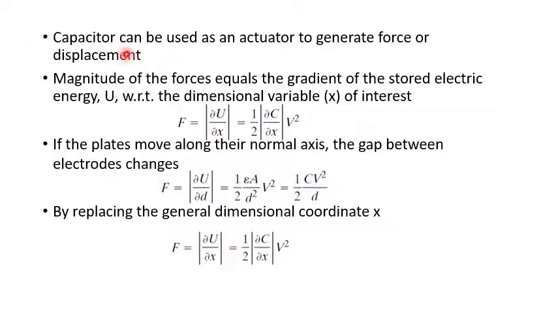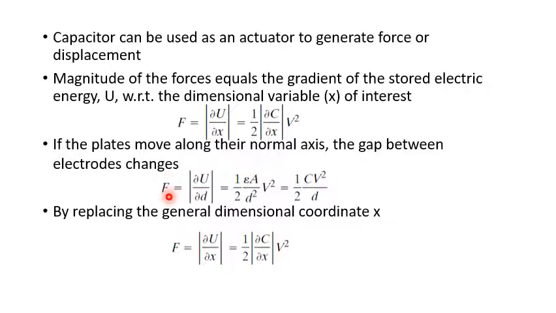Now the capacitor can also be used as an actuator to generate force or displacement. So the magnitude of the force equals the gradient of the stored electric energy U with respect to the dimensional variable of interest. So F is defined as ∂U/∂x, or 1/2 ∂C/∂x V squared. Now if the plates are moving in a direction along their normal axis, then the gap between the electrodes will change.